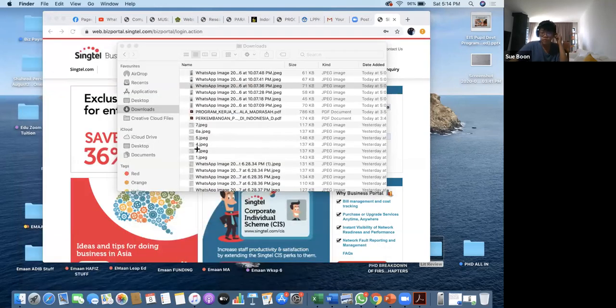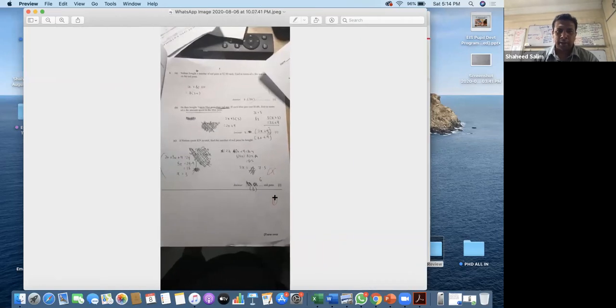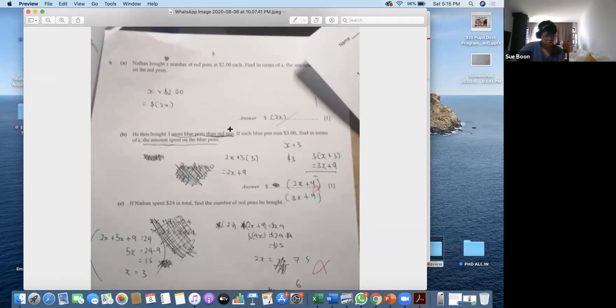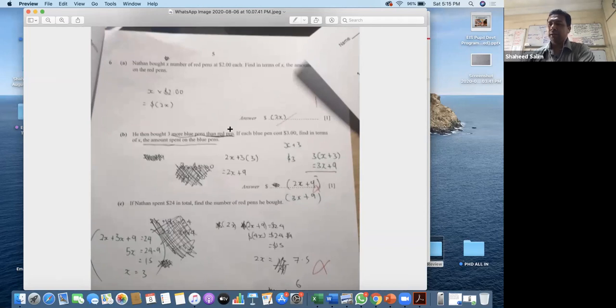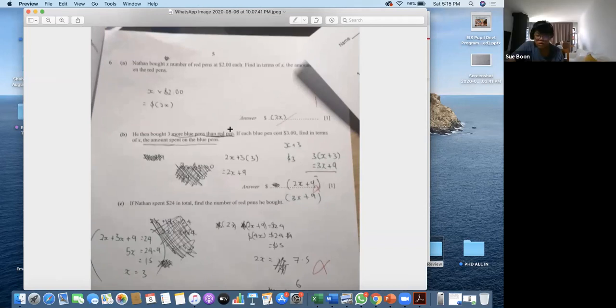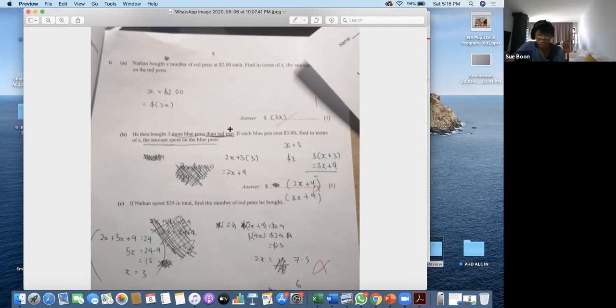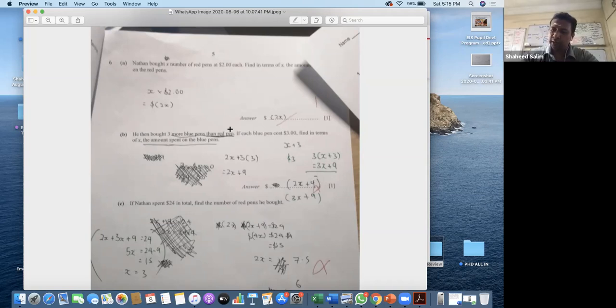But how did the rest do in the test? What's the pass rate and all? Do you know? I think 21 distinctions. 21 distinctions. Yeah. Meaning scoring A. Okay, so you got a B, right? Your score is 17 out of 25, 68%. So it's not so far from distinction. Another 7 more marks, you can get a distinction also.